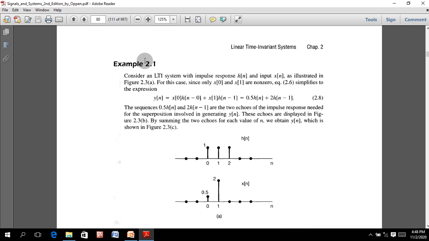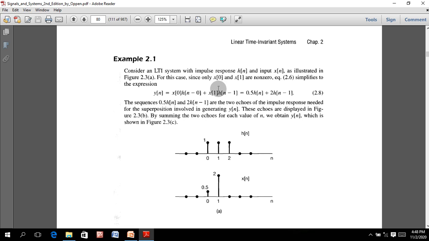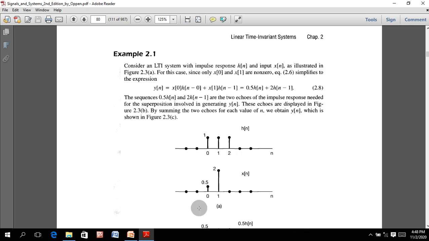So consider an LTI system with impulse response h of n and input x of n, and this has been illustrated here. So this is the h of n, and this is the x of n, the input signal. This is the impulse response of that specific digital system, which are at 0, 1 and 2, because we have taken the sample points 0, 1 and 2.